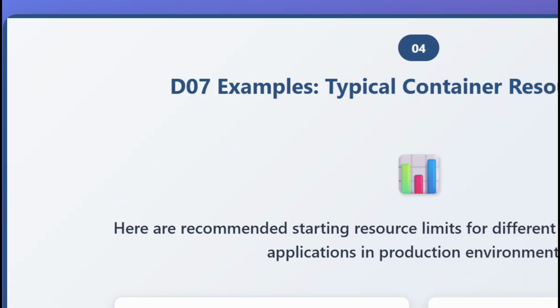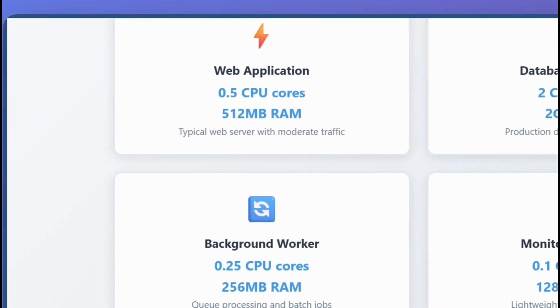Okay. And coming to the next slide, we are going to discuss some examples of typical container resource limits and how to set them up. Here are some recommended starting resource limits for different types of containerized applications in production environments. Let us see one by one. It is just an example of applications and their associated limits. The first one is a web application. It has 0.5 CPU cores and 512 MB RAM, ideal for moderate traffic web services.